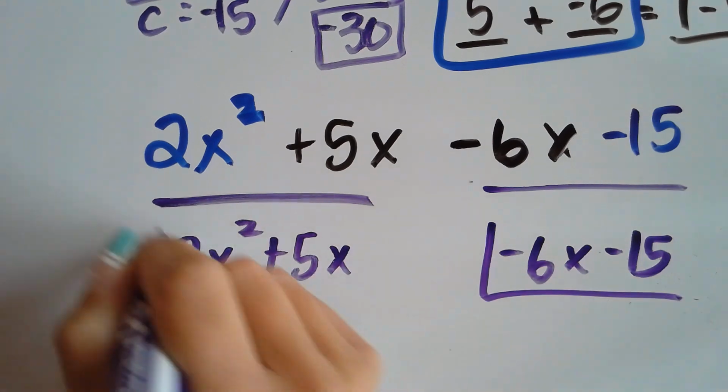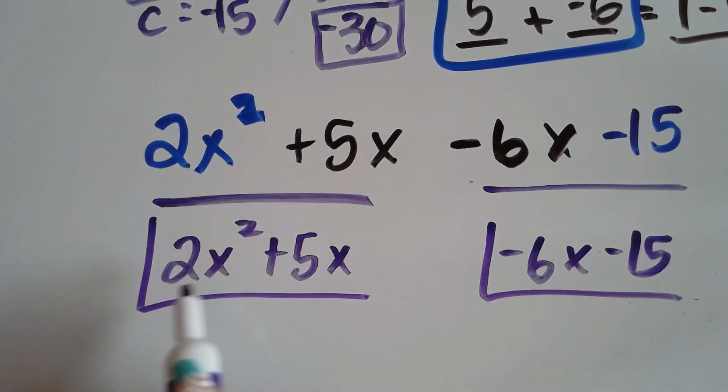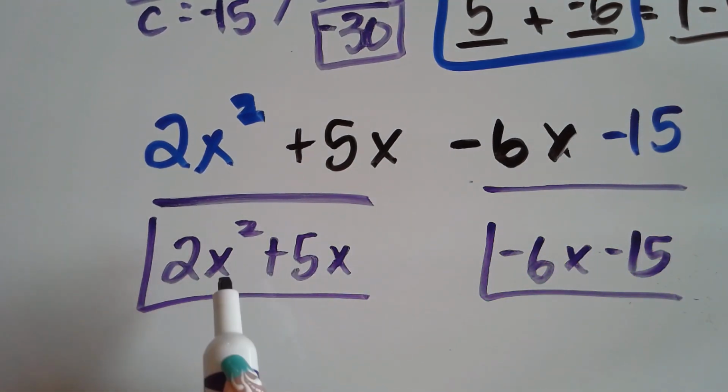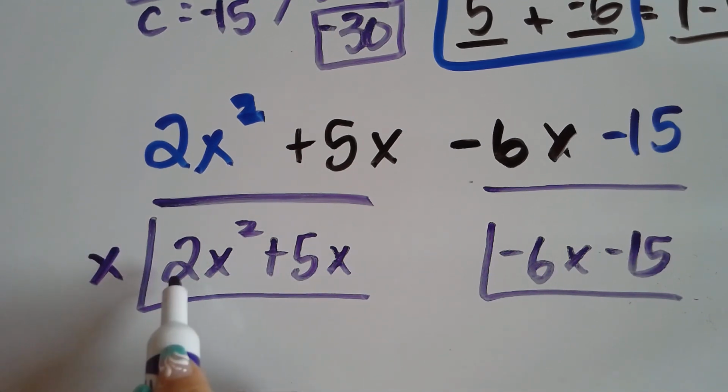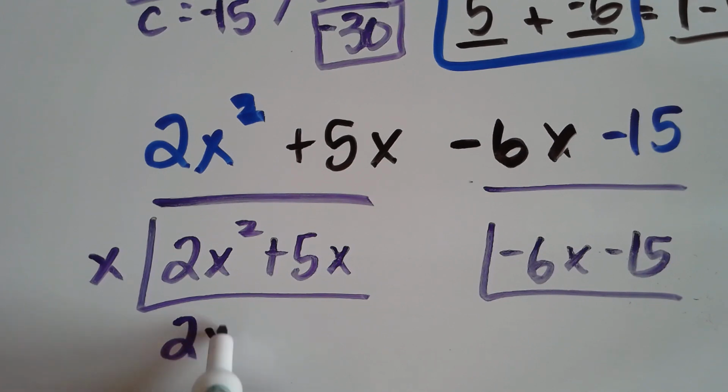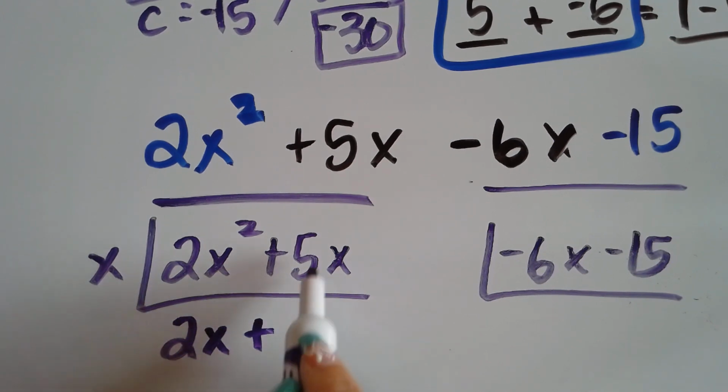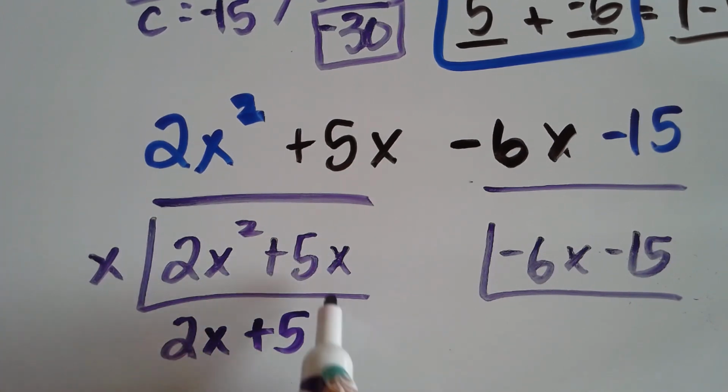Go ahead and draw your ladders in. Now looking at this one, is there anything that we can pull out? We can definitely pull out an x because there's nothing in common between 2 and 5. So 2x squared divided by x is going to leave us with our 2x because we're not doing anything to it. Plus, we're going to bring down our 5. We're doing nothing to it. And x divided by x cancels out.